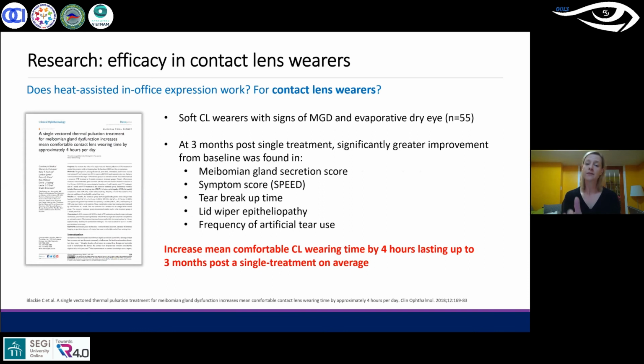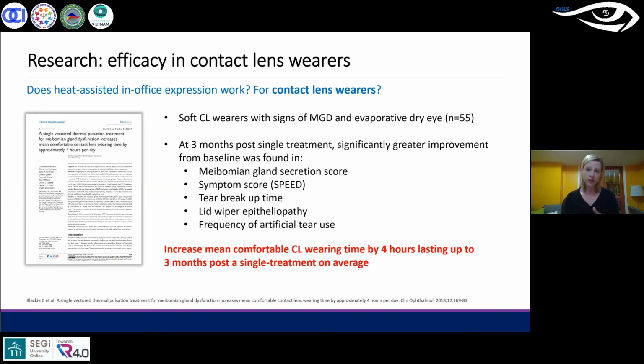And then finally, I'll just touch on that in-office thermal pulsation again. So this is Lipiflow. There's a paper here that's been quoted widely, an important paper that showed a significant improvement in contact lens comfort and comfortable wearing time. So these wearers were symptomatic with lid issues. One treatment of in-office Lipiflow, and at 3 months, they still had 4 hours extra comfortable wear time. Now that's significant. When we're doing clinical trials for contact lenses up here at CORE in Canada, to get 4 hours extra comfortable wear time is miraculous. If we get 1 or 2 extra hours, we are very pleased with that.